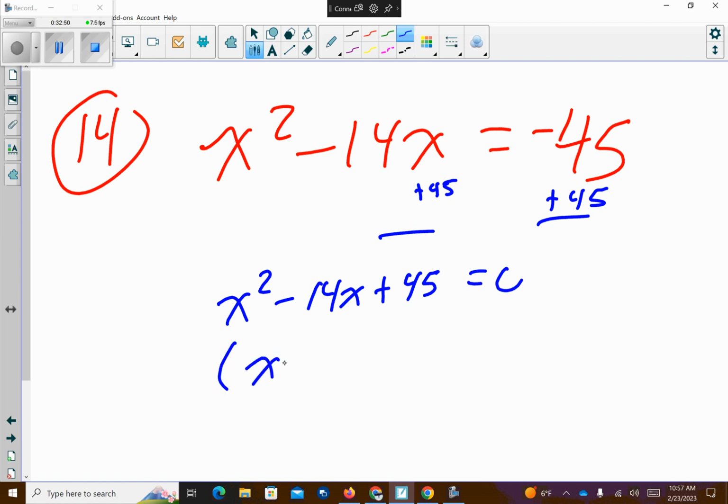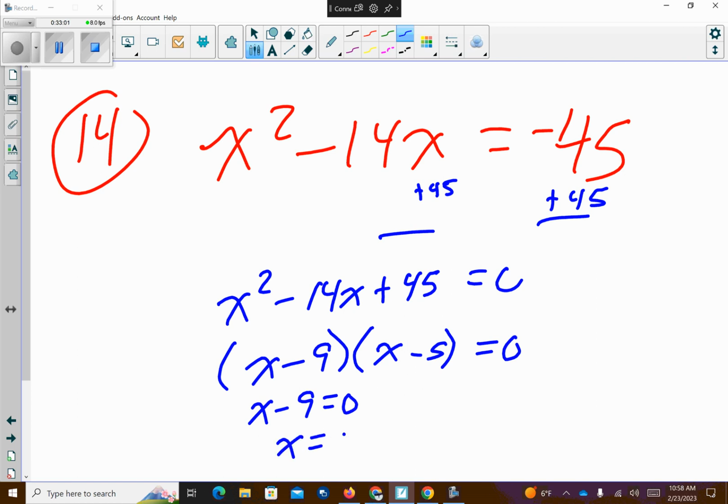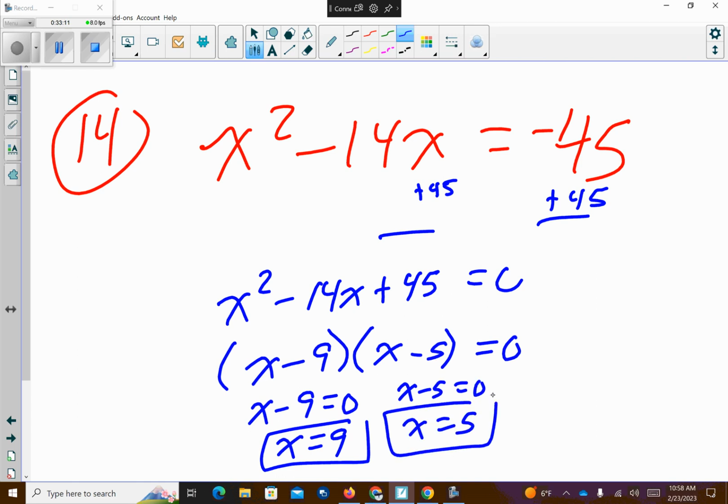This one would have factored to x minus 9 and x minus 5. They are equal to 0. If you see an equal sign, that means you are solving it. If you don't see an equal sign, it means you're factoring it. Add 9 to both sides. Add 5 to both sides. Because what's the opposite of -5? Add, right? You do the opposite of those signs.